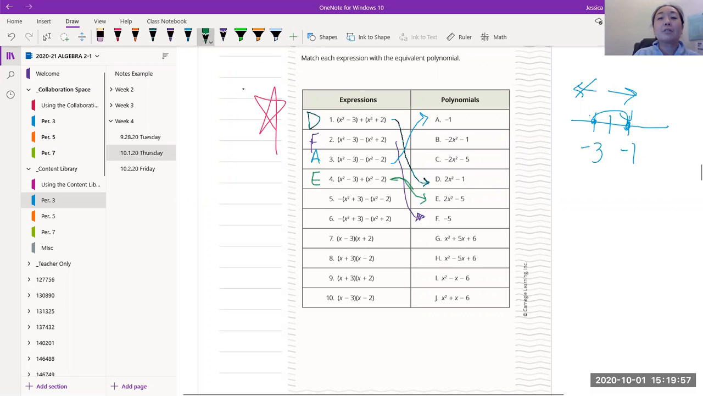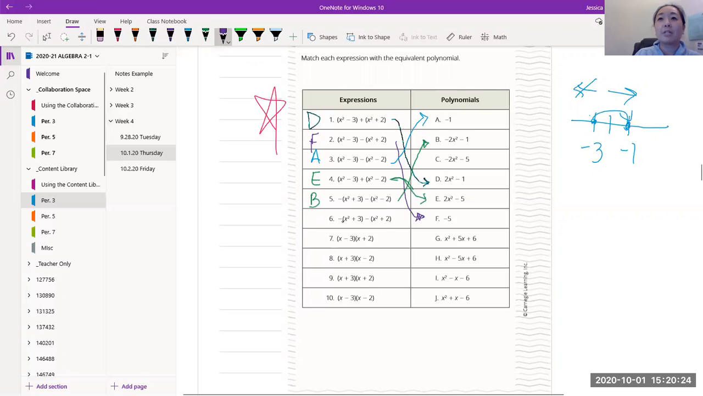And again, so this is going to be negative x squared minus x squared. So that's going to be -2x squared. So it's going to be one of these two guys. I just don't know which one. So again, remember, distribute the negative with that -3. So it's -3 plus 2 is going to be -1. Just like that. That's going to be B.